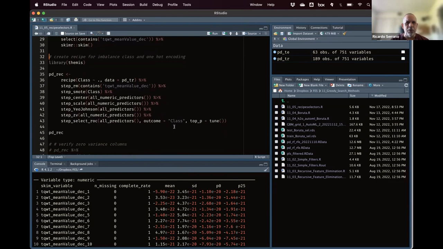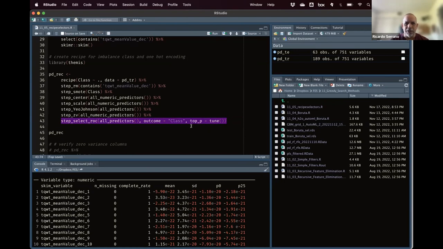So one of the things that we're going to do is load also the Themis library, which has the steps for unbalanced data. And also there's a step from the recipeselectors package. There are many, okay? But one of them, which is in one of the tutorials that the package presents, is the step select ROC. In other words, you're going to use ROC as the metric to try to define the optimum number of predictors within the recipe.